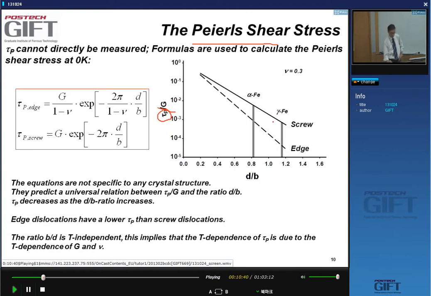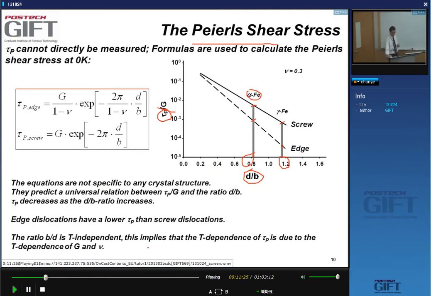And there is a difference between screw dislocation and edge dislocation. In particular, if we indicate the d over b ratio for alpha iron, which is about here at 0.8, and the d over b ratio for gamma iron, which is a little bit less than 1.2, we see that, first of all, the Peierls stresses in the case of alpha iron are always higher than those of gamma iron, and the Peierls stresses for screw dislocations are higher than for edge dislocations, okay? All right, this is it.